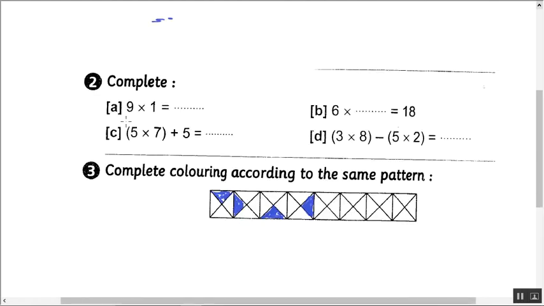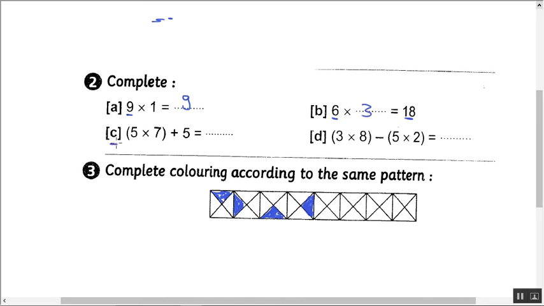Question 2. Here he said complete. 9 times 1 equals 9. And here he said 6 times space equals 18. 6 times what equals 18? We can say 6 times, be careful, 6 times what equals 18? We can say 6 times 3. 6 times 3 equals 18.